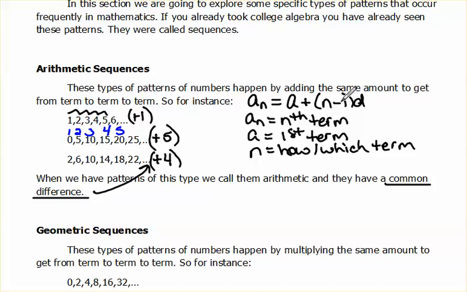Okay, and then our last variable there, d, that is our common difference. So in that second difference, did I spell that right? I tell you what, I can't think and write at the same time. That common difference is what we've just talked about here. So in that second example, d, or the common difference, would be 5. So that's kind of a refresher on arithmetic sequences.